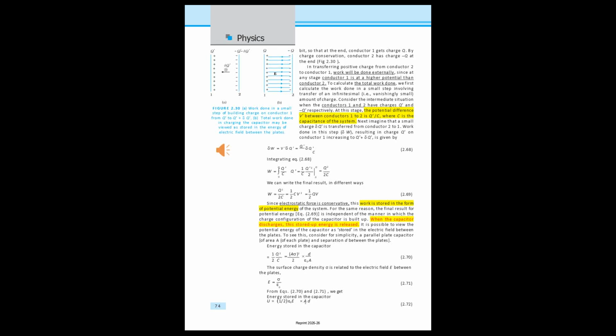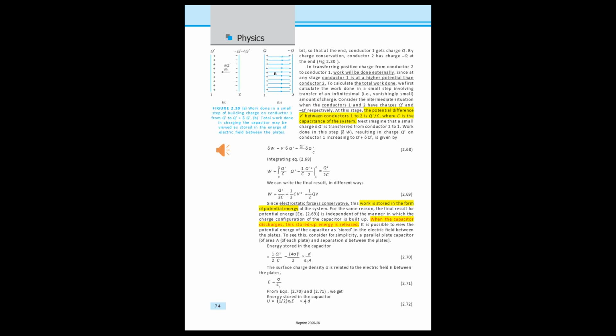Integrating the equation 2.68, we get W equal to integral 0 to Q of Q dash by C delta Q dash, and that's given by 1 by C, Q dash squared by 2, the integration limits between 0 to Q. That's given by Q squared by 2C. We can write the final result in different ways. So W is given by Q squared by 2C, that's equal to half CV squared, and that's given by half QV. Since electrostatic force is conservative, this work is stored in the form of potential energy of the system.